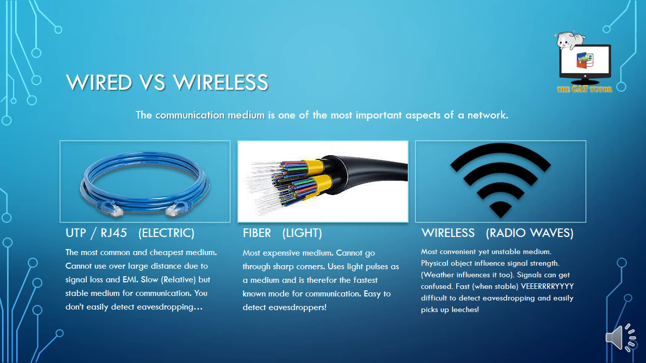Signals can get confused, as mentioned before. If you and a bunch of other people are standing in a room and everybody is trying to talk to each other at the same time, you're going to get confused. Fast when stable. Once again, if you put your modem right next to your computer, then you're going to have a pretty fast connection. It might even be faster than a UTP connection, depending on which network you're using and which type of system they are using. It is very difficult to detect eavesdropping. You can't exactly tell your radio wave where to go. You can't even see it. So, yeah, you easily pick up a few leeches along the way. Guys that piggyback off of your network.